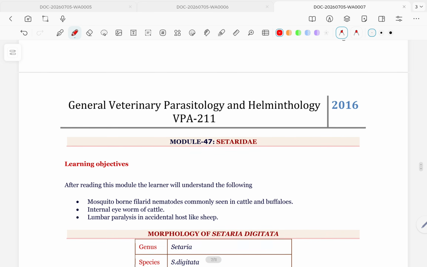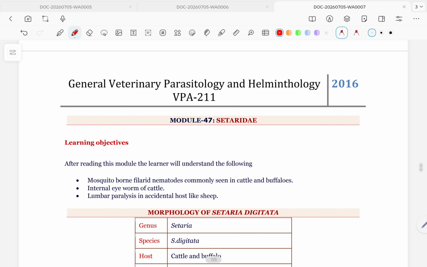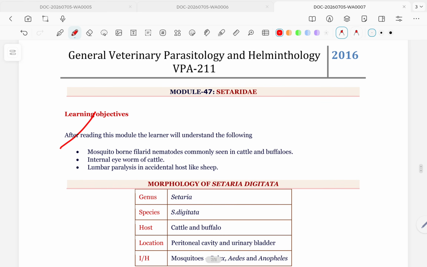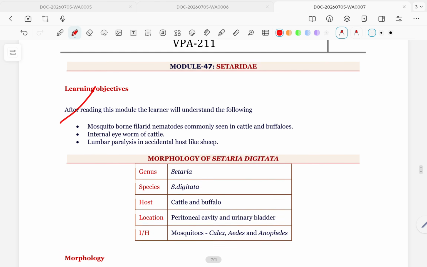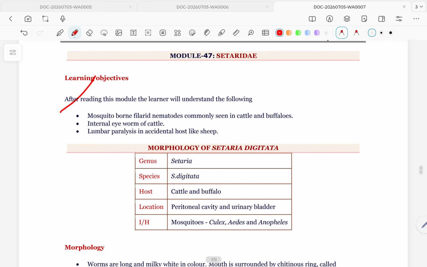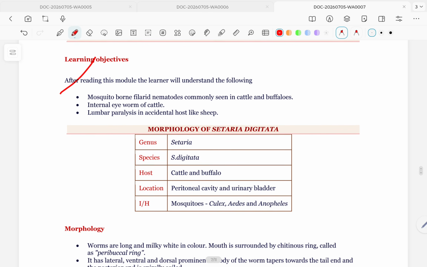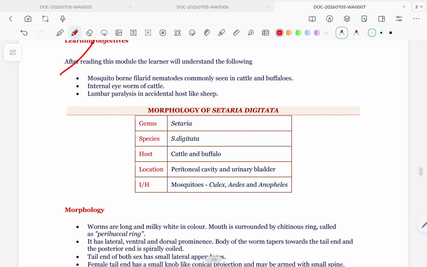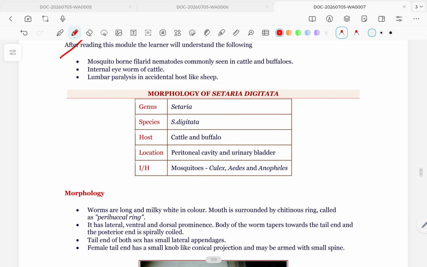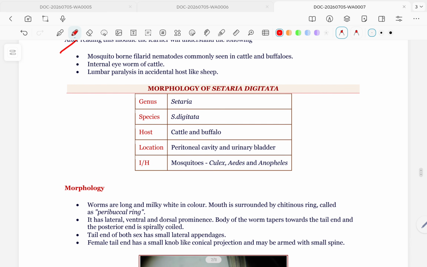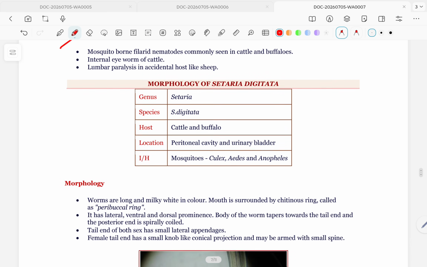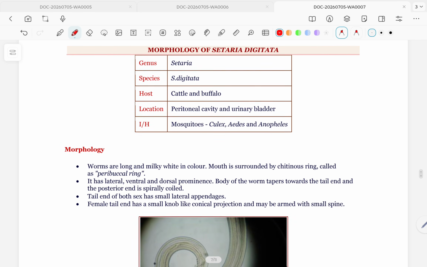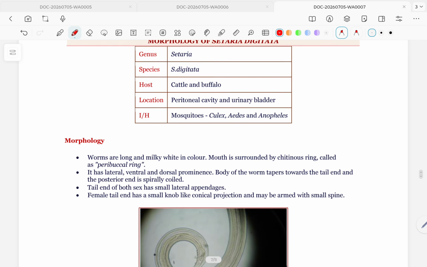Module 47 Setariidae. Learning objective. After reading this module, the learner will understand the following: mosquito-borne filariid nematodes commonly seen in cattle and buffalo, internal eyeworm of cattle, lumbar paralysis in accidental hosts like sheep, morphology of Setaria digitata. Genus Setaria, species digitata, host cattle and buffalo, location peritoneal cavity and urinary bladder, intermediate host mosquitoes: Culex, Aedes and Anopheles.